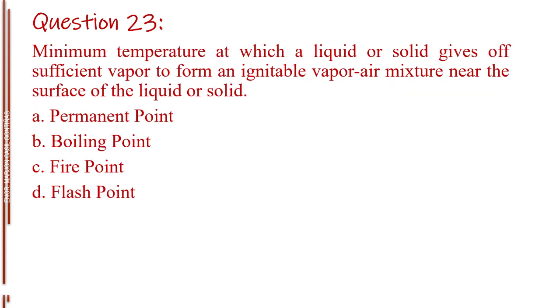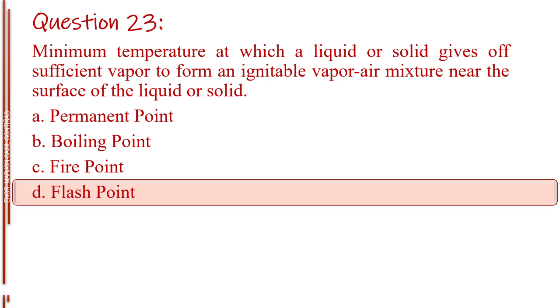Question number 23. Minimum temperature at which a liquid or solid gives off sufficient vapor to form an ignitable vapor-air mixture near the surface of the liquid or solid. Letter A, permanent point. Letter B, boiling point. Letter C, fire point. Letter D, flash point. The answer is letter D, flash point.